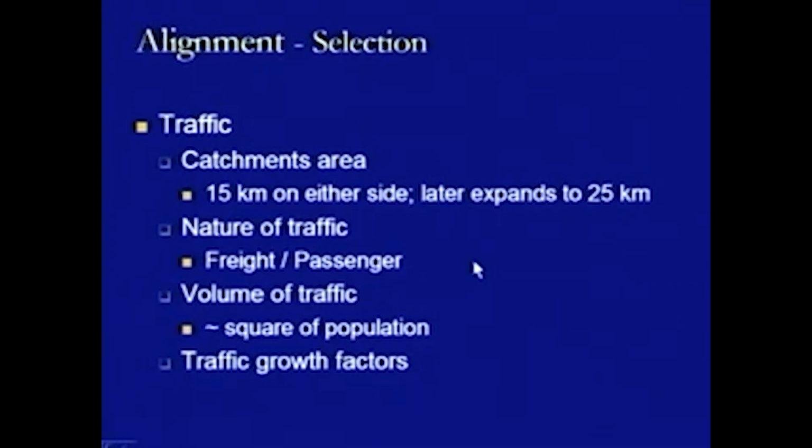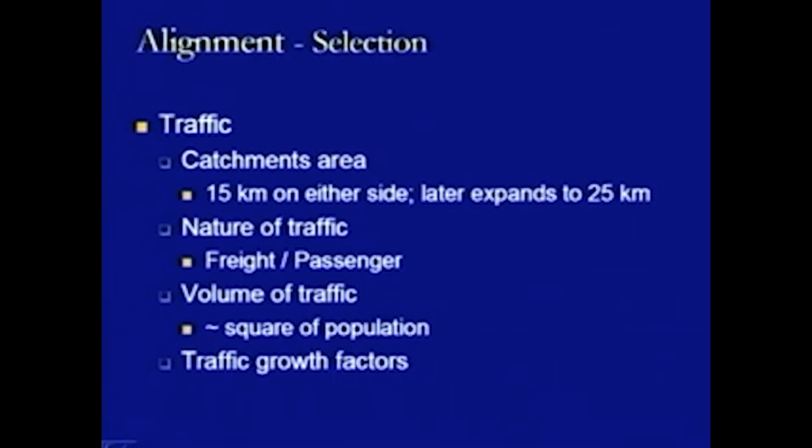Now, another aspect of the selection of any alignment is traffic. Traffic is the main substance of any alignment, because this is the thing which needs to be moved. In the case of traffic, it may be of two types: it may be freight traffic, or passenger traffic, or it may be mixed traffic, that is a combination of both.